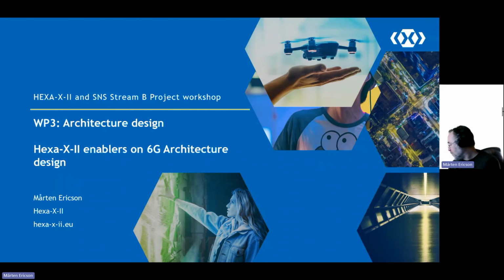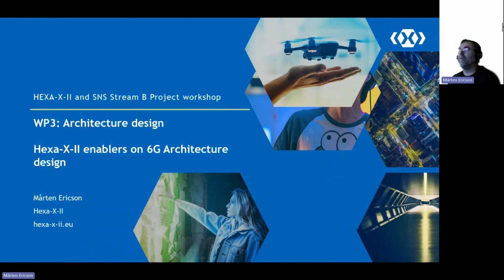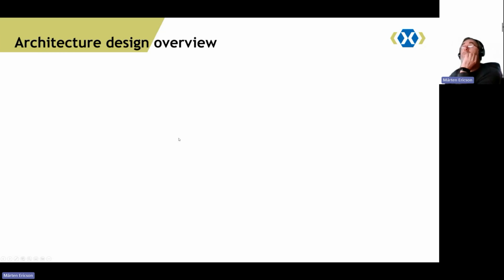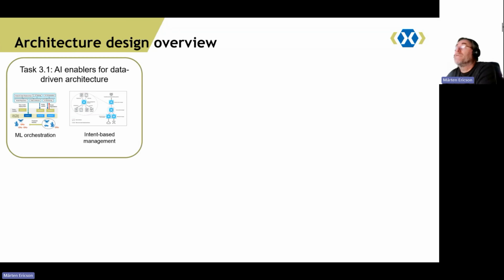We have defined the word enablers, which is some sort of area where we collect information, collect studies, and where we drive this. These are the enablers that we want to have on the 6G architecture. It will be a structure around the enablers very closely because I only have 15 minutes. Anyway, let's start with a little bit of an overview of this work package.